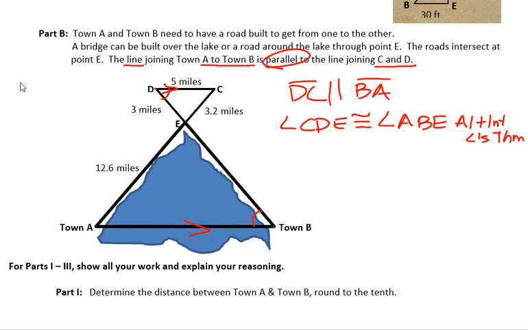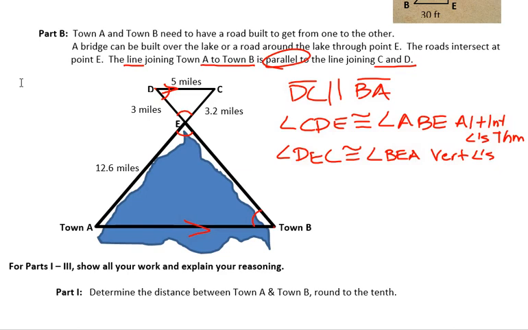Y'all remember this? Also, we could say that about C and A, right? Angle C and A. But we could also talk about these angles right here. Y'all see that? So we could say that the vertical angles are congruent. So we could say that angle DEC is congruent to angle BEA, because they're vertical angles. Could have also talked about angle C and angle A, because they're alternate interior angles as well.